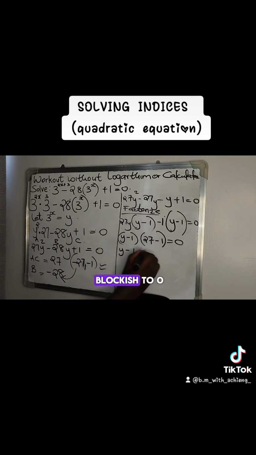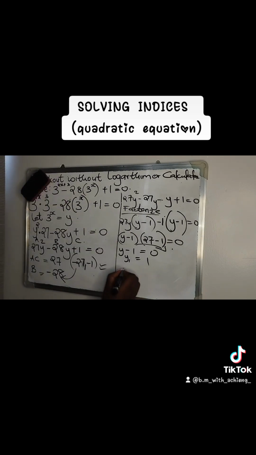So we equate each bracket to 0, so we have y minus 1 is equals to 0. So y1 is equals to positive 1. Okay, and then now remember the 27 has a y. So that is 27y minus 1, not 27 minus 1. It's supposed to be 27y minus 1 is equals to 0. So we will have 27y is equals to 1, we divide both sides by 27 to get the value of y2, which will be 1 over 27. So those are the two possible values of y.